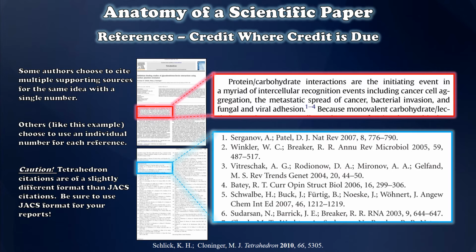And to be sure that any reader can go back and read those original accounts of research for themselves, they've indicated that they have 4 references, 1 through 4, and they've listed those numerically in their references section. So now, if I would like to read more about exactly what the authors were talking about when they said bacterial invasion or fungal and viral adhesion, I could simply go to one of these 4 references and read more from the original authors who made the original observation.